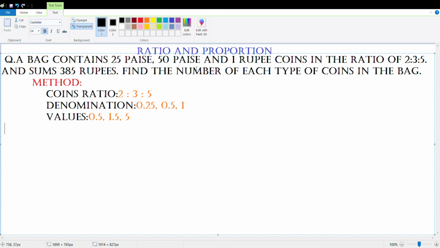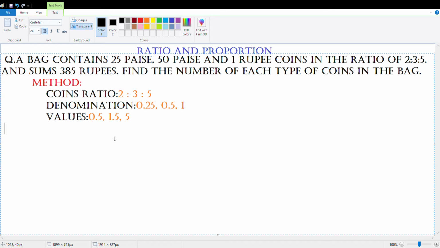Next, we have 50 paisa. We write them as 0.5. And we have 1 rupee coins and we write those as 1. Next, we do the multiplication process with the ratios and the values. So we do here, in this case, 2 into 0.25, which is 0.5. As you see, I wrote the values down here. Next, we have 3 into 0.5, which is 1.5. Then 5 into 1, which is 5.